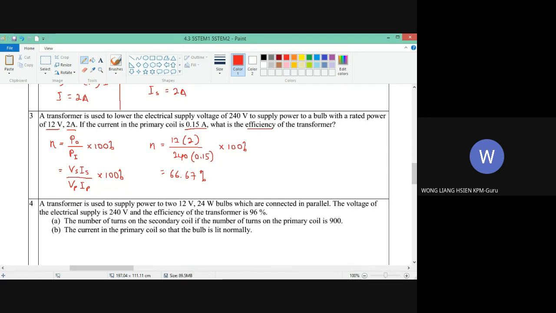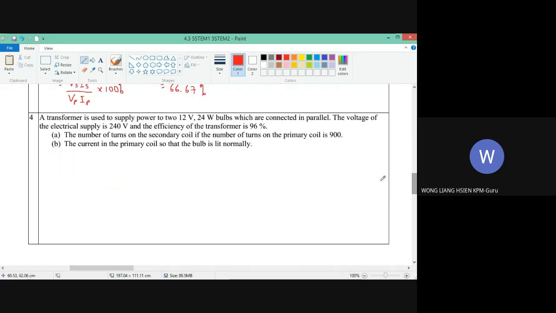Okay, so let's continue. Number 4. A transformer is used to supply power to two 12-volt 24-watt bulbs which are connected in parallel. The voltage of the electrical supply is 240 volt and the efficiency of the transformer is 96%. A, find the number of turns on the secondary coil if the number of turns on the primary coil is 900.